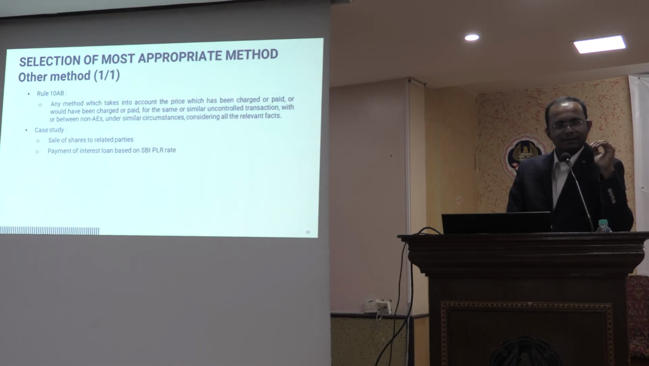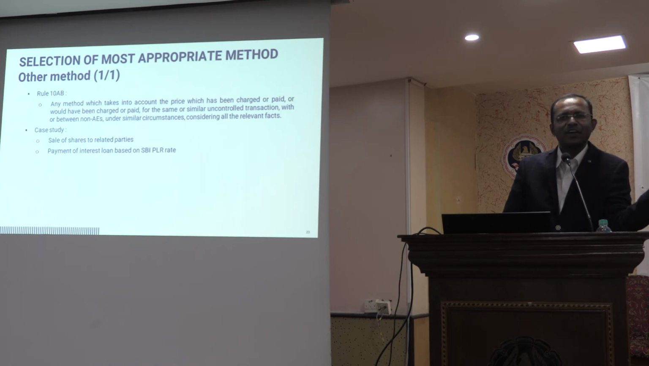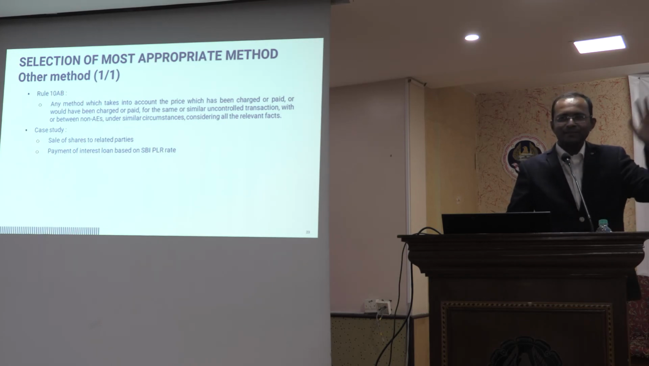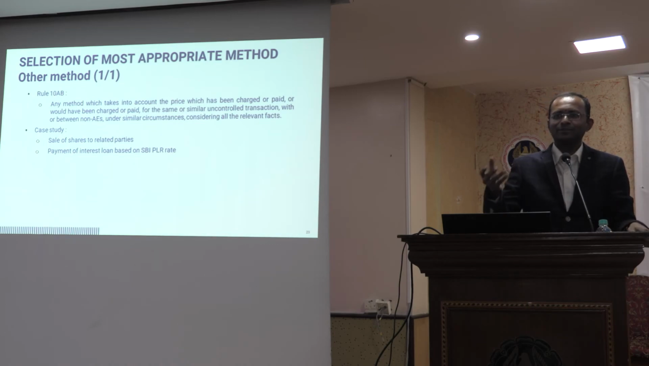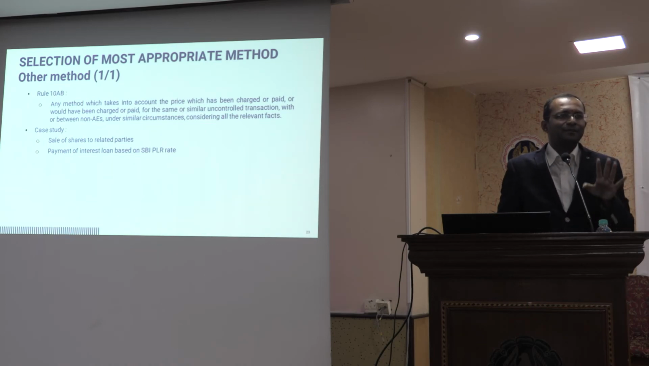Lastly, the other method is also worded very broadly. Any method which takes into account the price which has been charged or paid, or would have been charged or paid, with or between non-AEs for similar uncontrolled transactions under similar circumstances, considering all relevant factors. Extremely widely worded, which is where in case any of the other 5 methods don't apply, the default is to go with the other method. But then we need to be able to explain why we chose the other method.